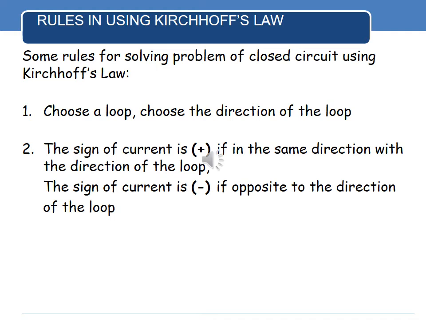Here are some rules for solving the problem of a closed circuit using Kirchhoff's law. First, you have to look at the loop, choose a loop, and then choose the direction of the loop. The sign of current is positive if the direction of the current is the same as the direction of the loop. The sign of current is negative if it is in the opposite direction of the loop.